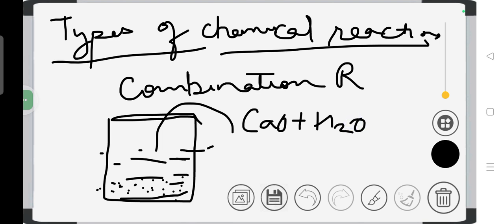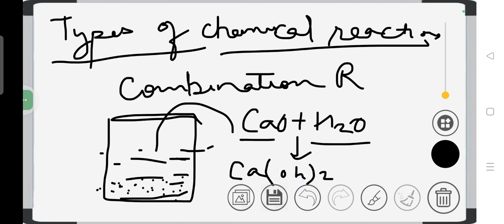You can see here two reactants are there: the granules of calcium oxide, also known as quicklime, plus water. Now if we touch this beaker, do we feel any change in temperature? Yes children, we will feel a change in temperature. We will feel it a little bit warmer. Why? Because when calcium oxide reacts with water, it gives us calcium hydroxide, plus there is a release of heat energy.